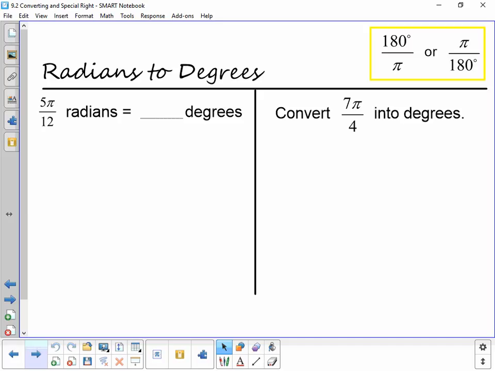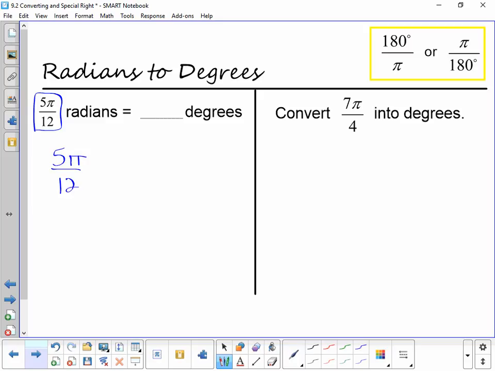So if we have a radian measurement and we would like to know how many degrees that is, here's our process. We start with our angle. In this case, we're going to start with the angle 5 pi over 12. Now that's a radian measurement, and we want to know how many degrees that is. Since we're looking for a degree measurement, we're going to use 180 over pi as our conversion factor.